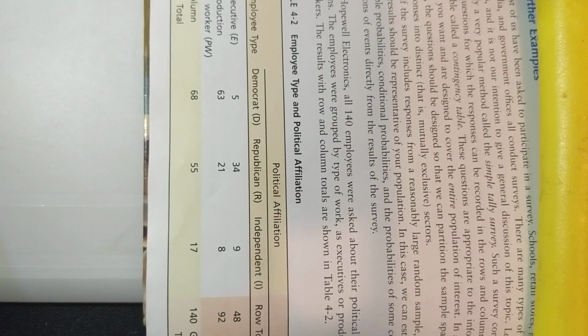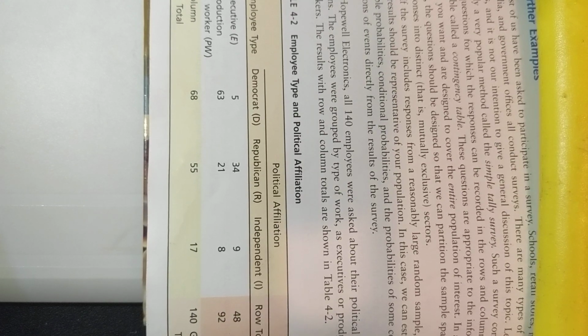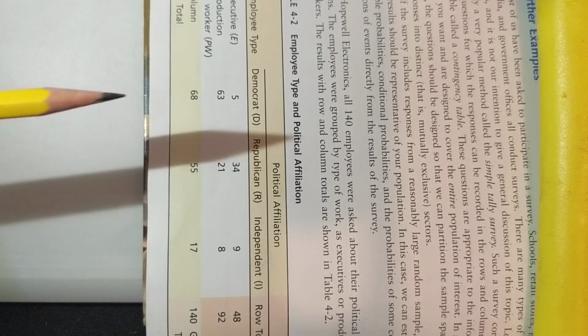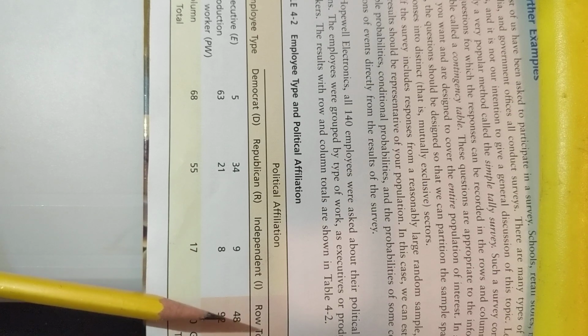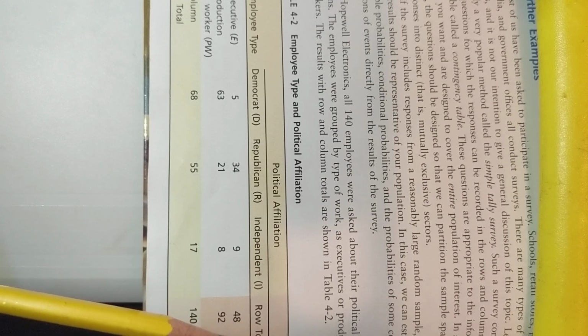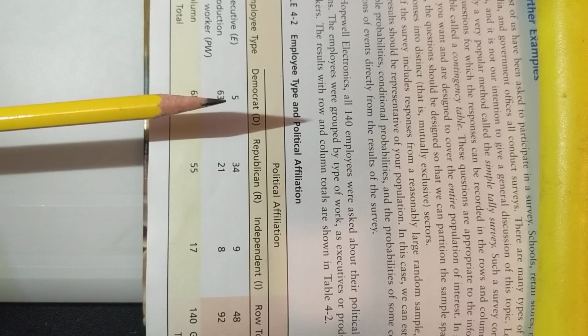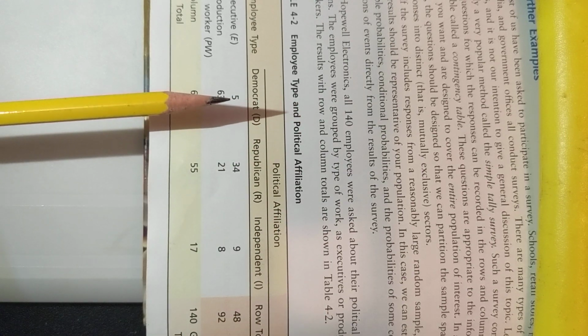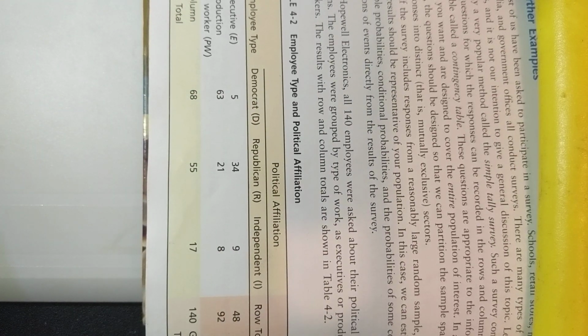Part B of the example says compute D given E. So that's compute the probability of getting a Democrat given that you're only talking about executives. So we've eliminated all of the data except for the 48 executives. Given that we're talking only about executives, what's the probability that they're a Democrat? So it would be 5 out of 48, or about 10.4%.